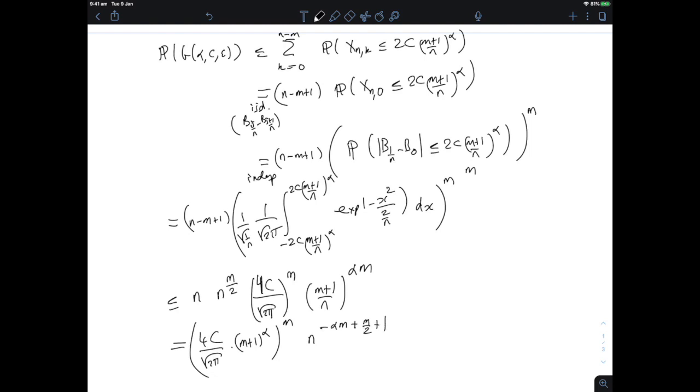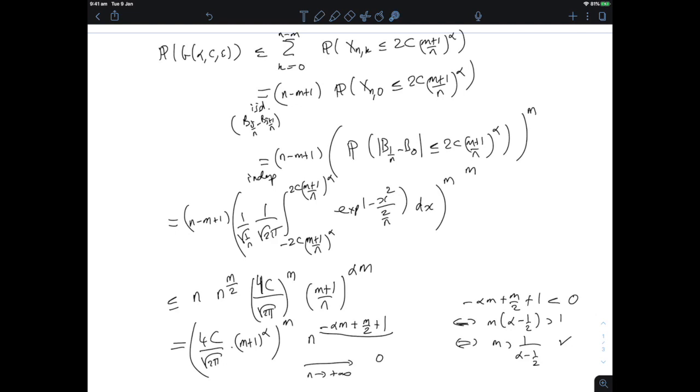So okay, does that go to 0? All I need to check is whether or not this number here is negative. And what is this number? Minus alpha m plus m over 2 plus 1. If I would like that to be negative, this is equivalent to saying that m times alpha minus 1/2 is greater than 1. So this is equivalent to m greater than 1 divided by alpha minus 1/2, which is exactly the condition we've imposed upon m. So this entire thing goes to 0 as n goes to infinity.